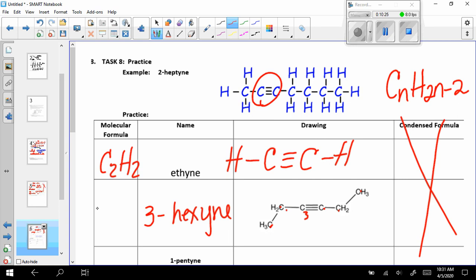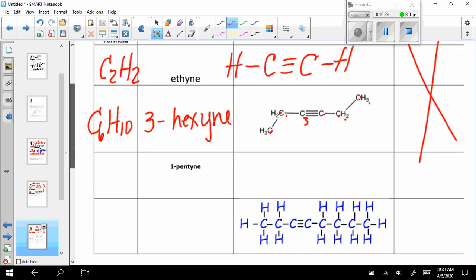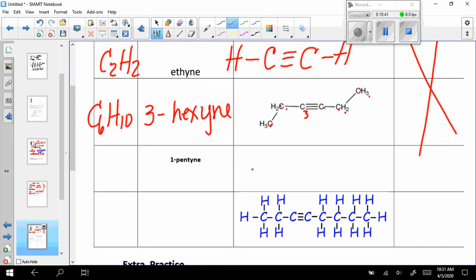All right, so now I want C6H. It would be 12, but 12 minus 2 is 10. And then I can count them up. 1, 2, 3, 4, 5, 6, 7, 8, 9, 10. So that's right.